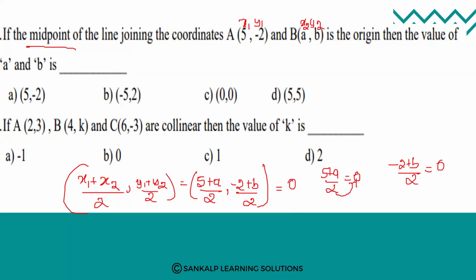Transfer this 2 to this side. So 2 into 0 is 0 only. 5 plus A equal to 0. A is equal to, transfer this 5 to this side, minus 5. Therefore A is minus 5. And 2 into 0 is 0.